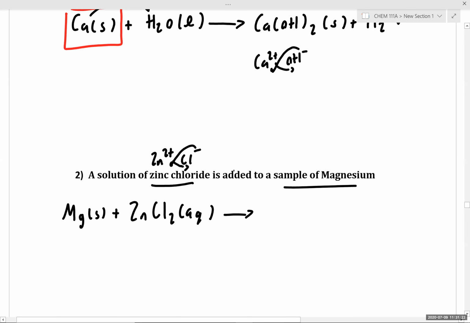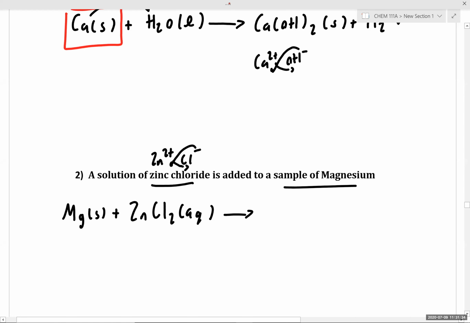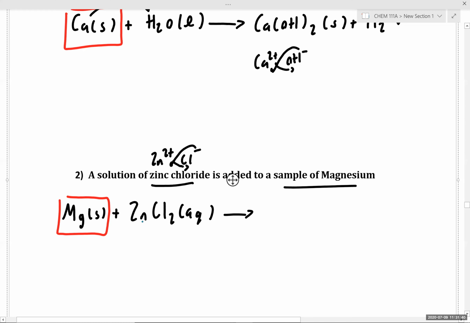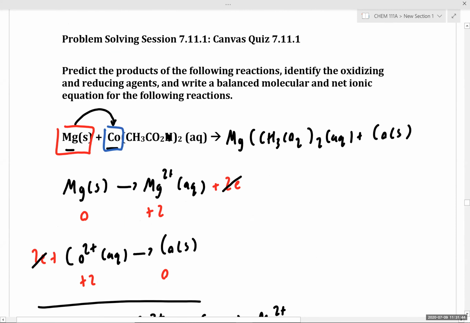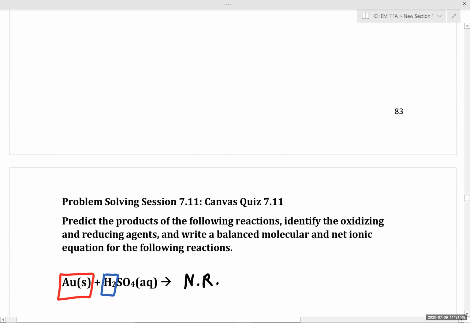What do we think is being displaced in this reaction? Yep, it's a metal displacement. However, we can't just assume that this reaction occurs. We're going to check. So we're going to circle magnesium, circle zinc, and then we're going to go to our activity series. Don't forget to check in your activity series.